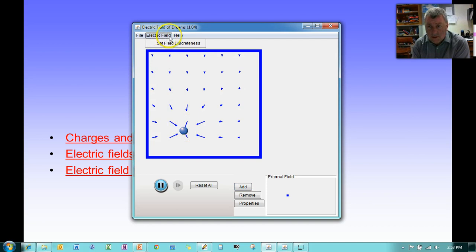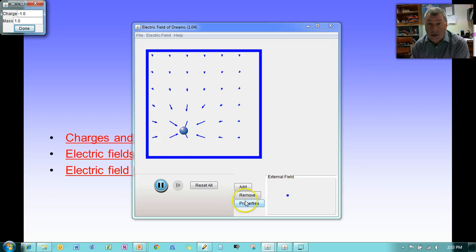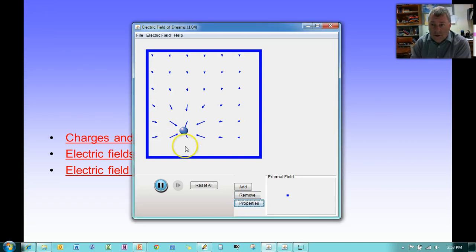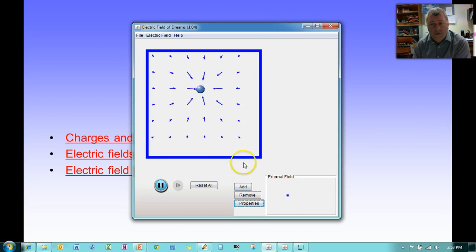Let's define this. Where's our properties? Properties, here we go. Somewhere it should say it's a minus charge. There we go. So the electric field moves towards it. So this is a point charge, and we can give it a velocity and it will keep moving.